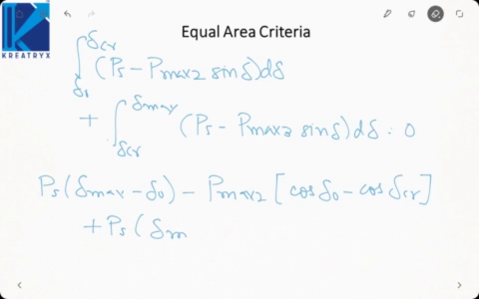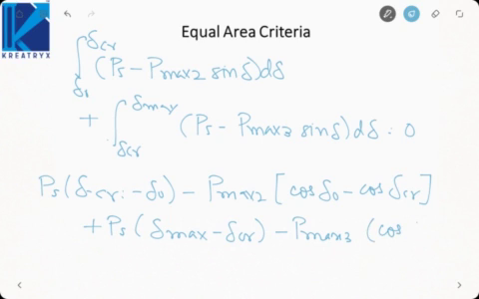Sorry, this will be PS into delta CR, and PS into delta max minus delta CR, minus Pmax 3, then again lower limit minus upper limit. So the delta CR terms get cancelled out. So we have PS into delta max minus delta naught.